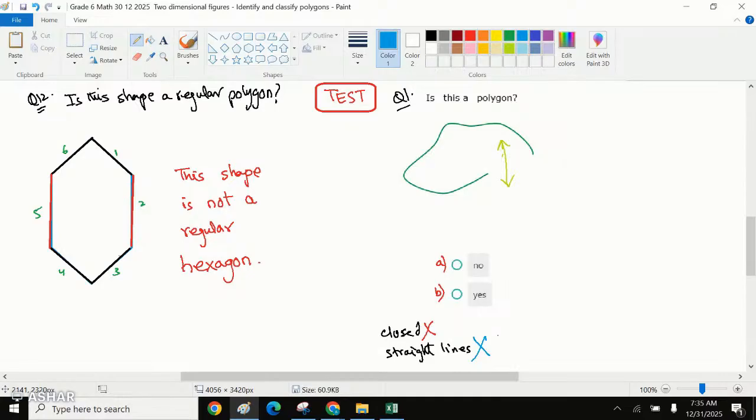That means if both the conditions are not met, would this be a polygon? Will this be a polygon? See, it's not closed. It's not made up of straight lines. So if both the conditions are not met, it cannot be. Even if one condition is met, we cannot say it's a polygon. Both conditions have to be true. Yes, it cannot. This is not a polygon, right? So that means our option A is the correct option.